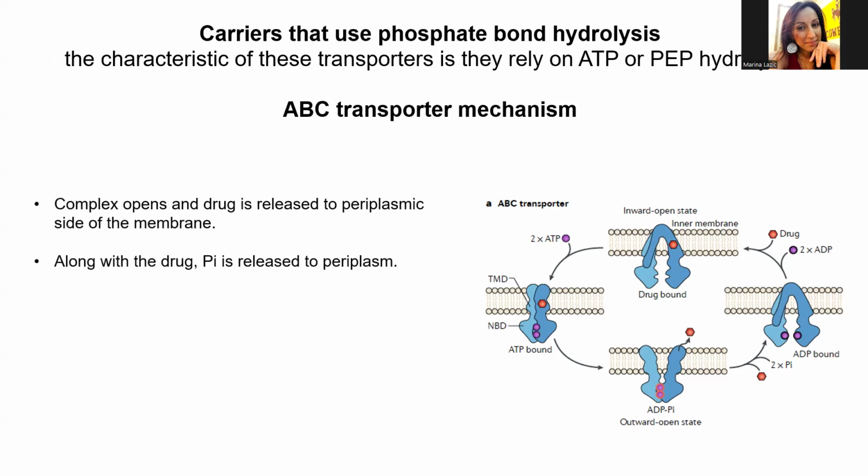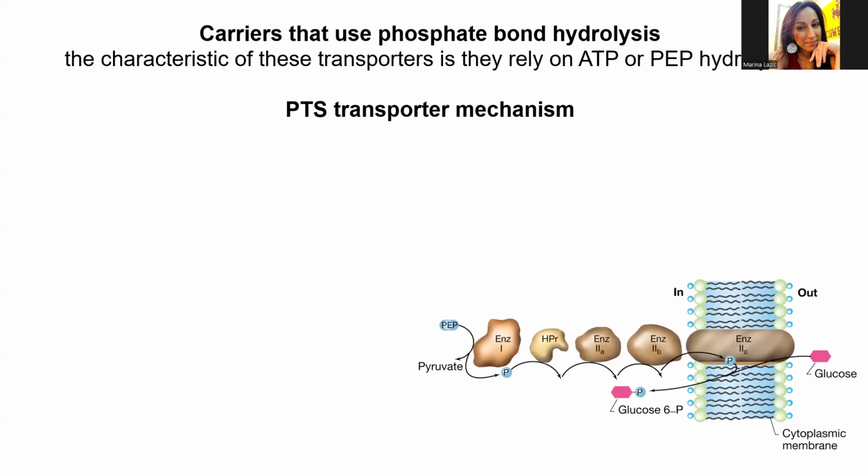Along with the drug, because ATP is already hydrolyzed to ADP and Pi, the Pi will be released to the periplasm, and now the transporter will be ready to start another round. So both components have to be released, so the transporter is empty and ready to take a drug, and ATP to perform ATP hydrolysis and use it to export the drug.